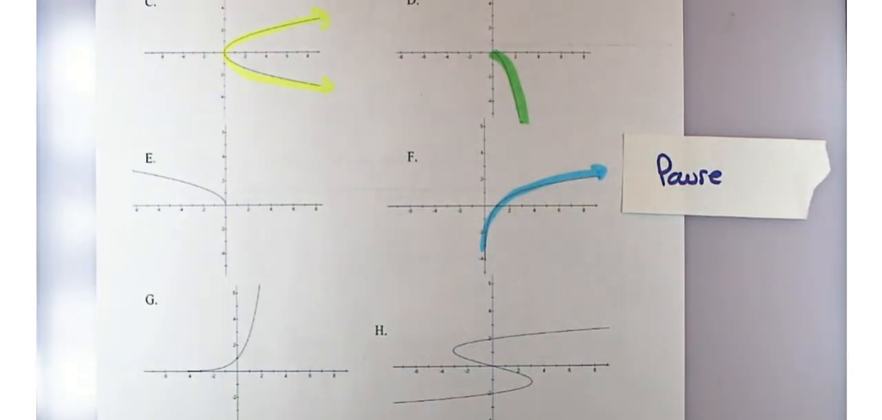Check with a neighbor. See if you agree. You guys have the same pairs. These worked out okay? Did you get a handout? Okay.